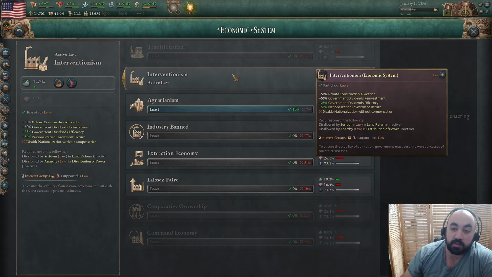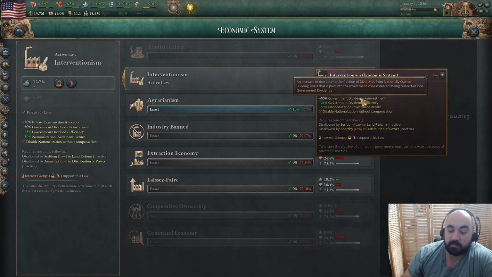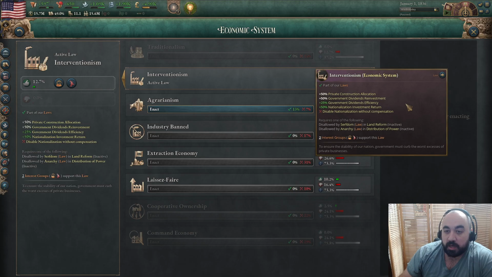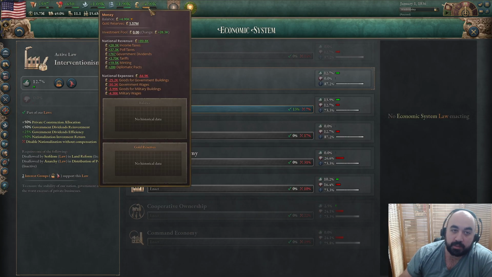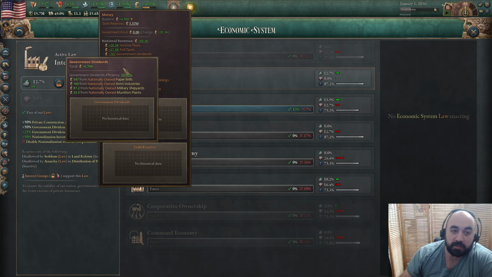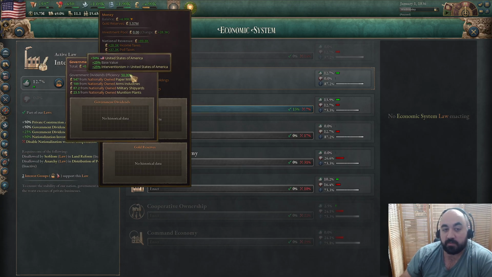Interventionism is kind of splitting the difference in some regard, because you will have 50% government dividends reinvestment, so a larger chunk of money is going to this reinvestment, but also under interventionism, there's the important thing to note, that there is going to be a government dividends efficiency. Whenever something is a government dividends, which half of their allocation will be allocated to government dividends instead, what will end up happening is half of that will get deleted. If we hover over government dividends, we will see our government dividends efficiency is 50%.